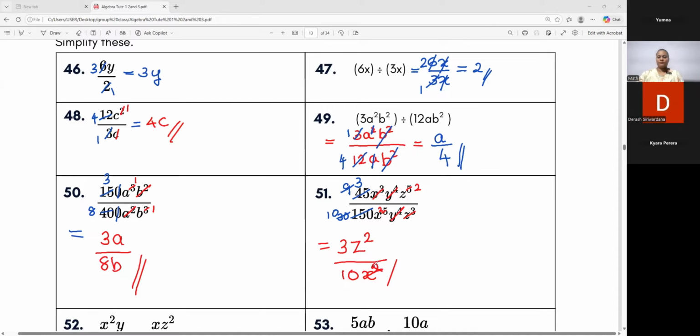Correct? Any different answers? Can I know all correct or not? So can we go to next set of questions? Yes, teacher. Okay. Now I will clear this.